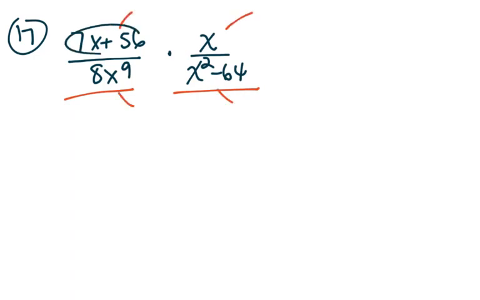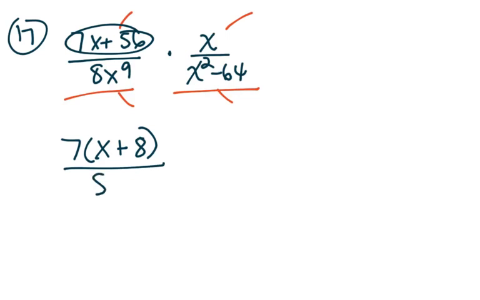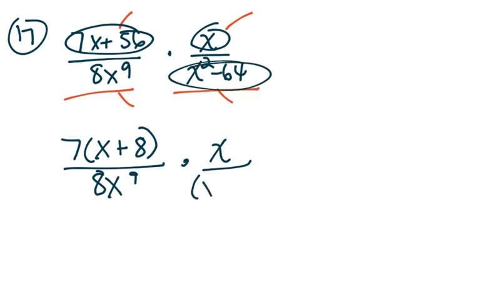So this numerator has a GCF, which is 7. And so 56 divided by 7 is 8. This denominator I can't do anything with. This numerator I can't do anything with, but look, that's a difference of perfect squares. So that becomes x plus 8, x minus 8.